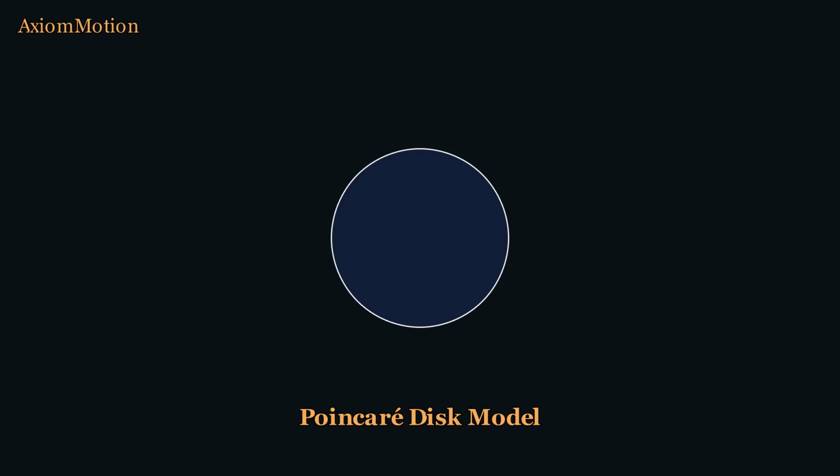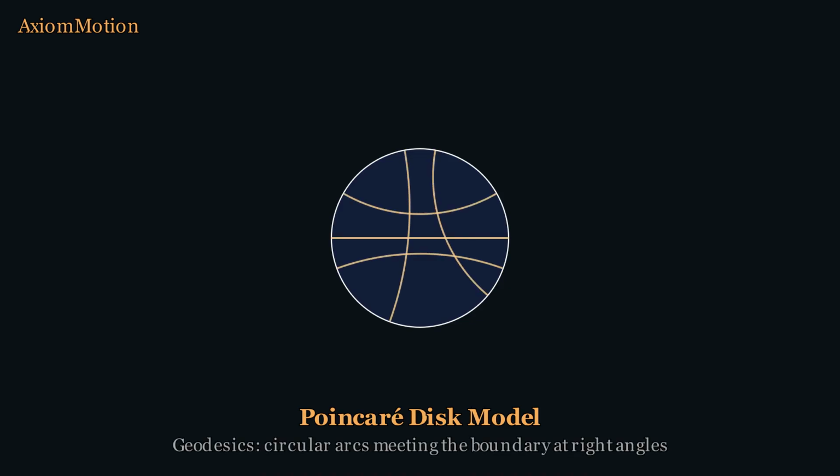We use a model. The Poincaré disk represents the entire infinite hyperbolic plane inside a finite circle. Geodesics appear as circular arcs that meet the boundary at right angles or as straight diameters.